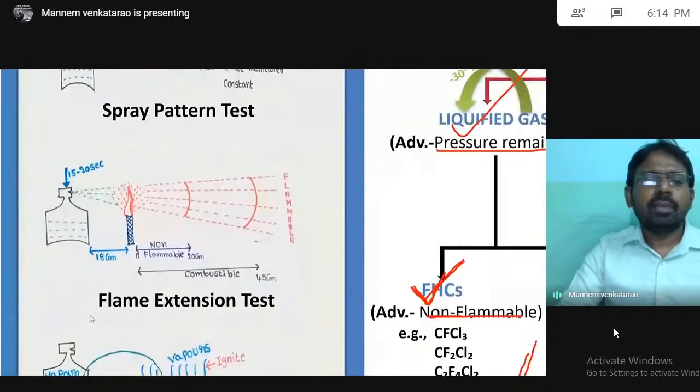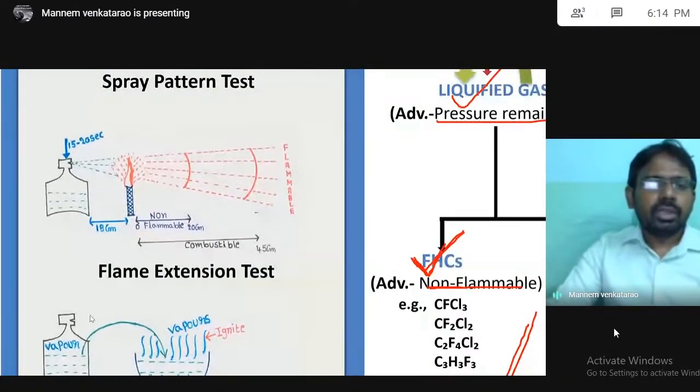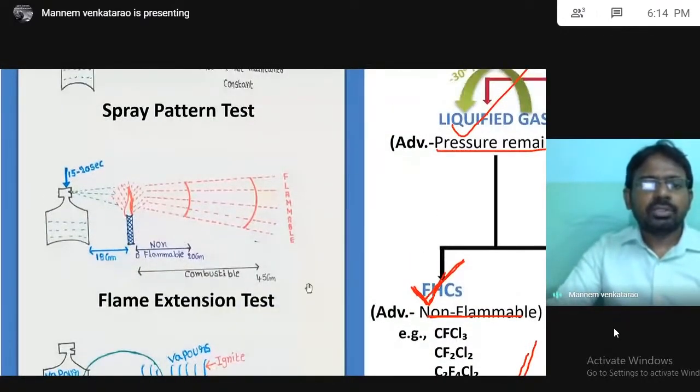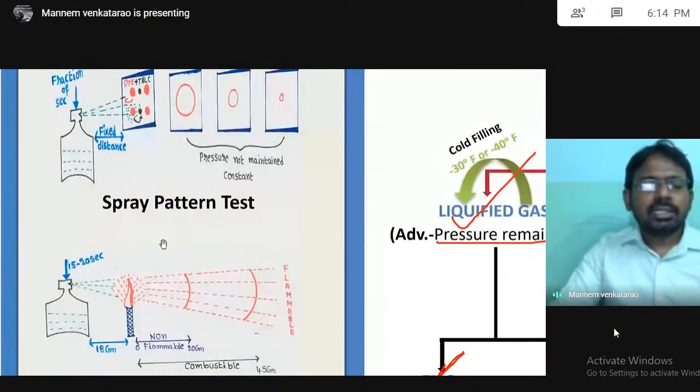This is the flame extinction test. First one is the flame extinction test. So here, observe, same here, aerosol product. Just take a candle, the flame of the candle. Once you open the aerosol valve, press the aerosol activator for 15 to 20 seconds.